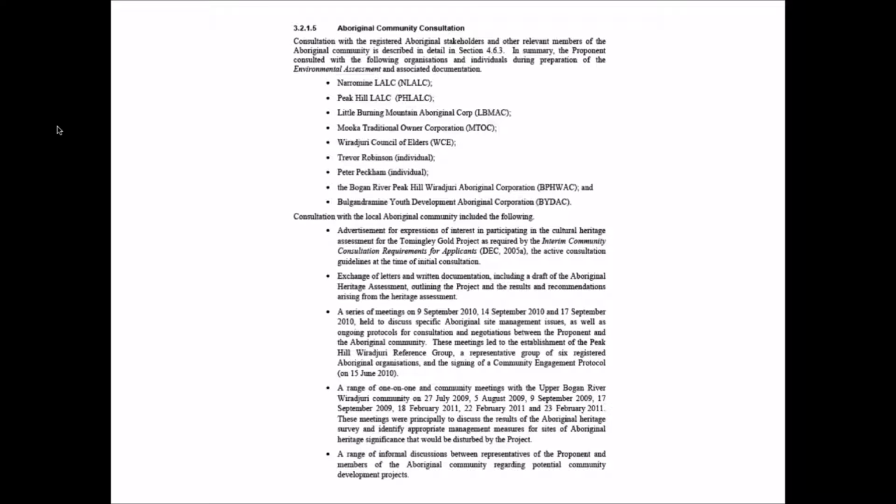All of these people were consulted, and you can see down the bottom the series of meetings about Aboriginal site management issues, a range of one-to-one and community meetings with a number of the Wiradjuri community, and there are sort of 6 or 7 meetings. And so this seems to be a very extensive period of consultation. It took a number of months, in July, August, February, September, even leading up to meetings after the EIA had been completed and lodged in February 2011.